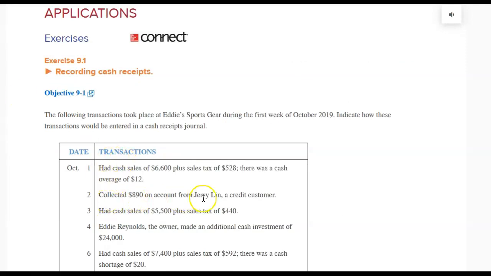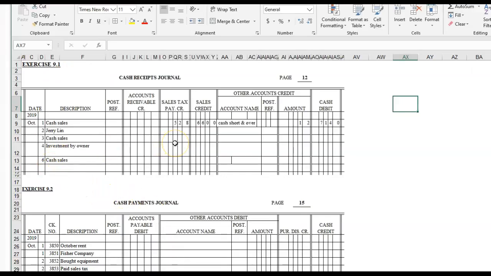Collected $890 on account from Jerry Lynn, a credit customer. So that's cash receipt journal again. This is all about collecting the cash or paying, using the cash receipt journal. The next one will be using the cash payment journal. Okay, so we collected $890. So then we're going to get them out of accounts receivable. So we're going to credit that. He paid his bill. And that's it. We're just going to go all the way over here to the cash. $890. All right, so Jerry doesn't owe us anymore.